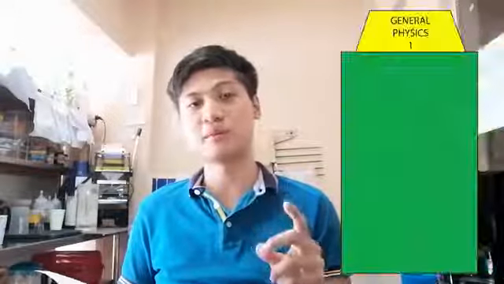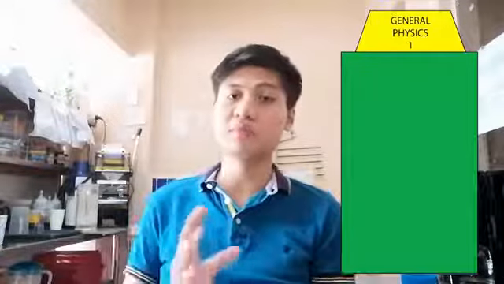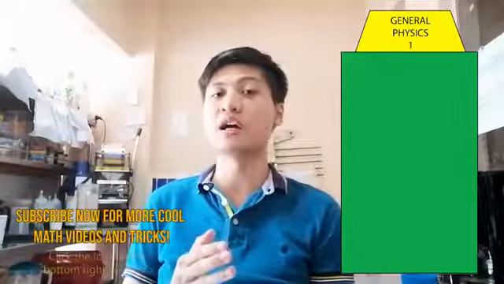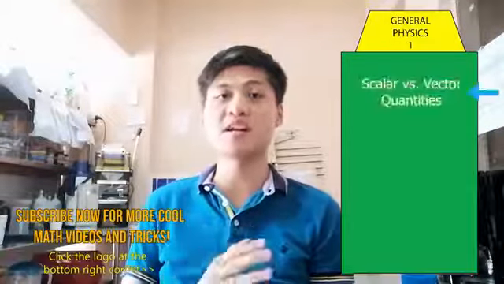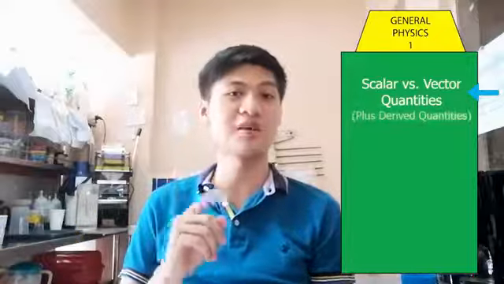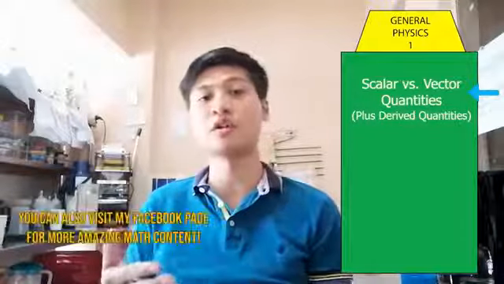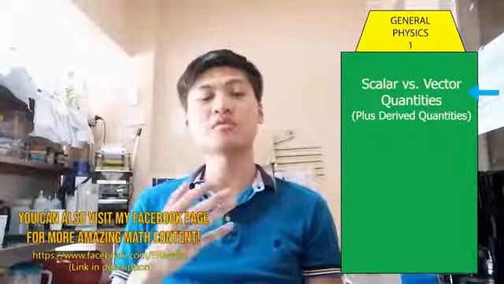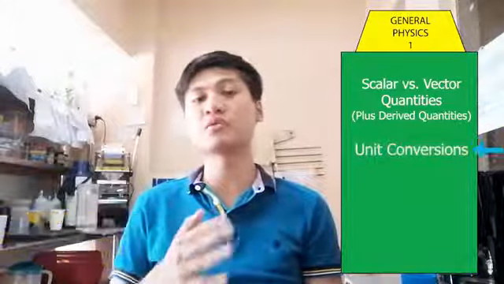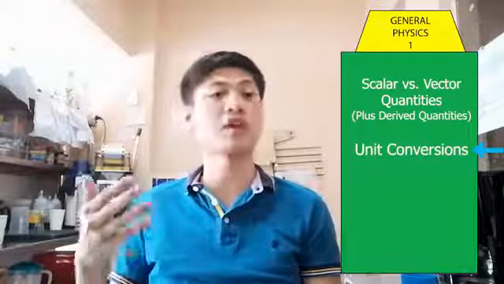So reviewing the lessons that you will have in General Physics 1, in the first part of this subject, you will learn the differences between scalar and vector quantities plus derived quantities. So you guys have to learn about them beforehand. Next will be about converting units to a different unit of the same category it belongs to.